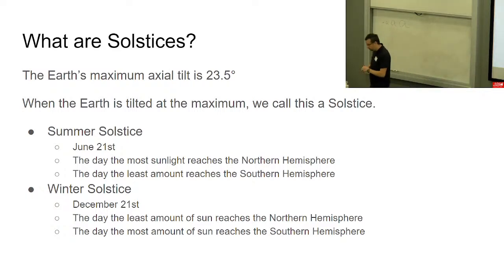So we know that the Earth tilts back and forth, right? So we constantly wobble, okay, back and forth. If you remember, our maximum axial tilt is 23.5 degrees. This is one of the most important things that you should know heading into the midterm. 23.5 degrees is the maximum axial tilt of our planet. So what does that mean?